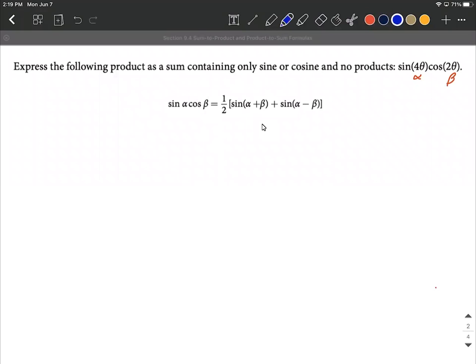So in filling into this formula, our original is going to equal 1/2 multiplied by a big set of brackets, sine of alpha, which we said was 4 theta, plus beta, which is 2 theta, plus the sine of alpha, 4 theta, minus beta this time, which was 2 theta.